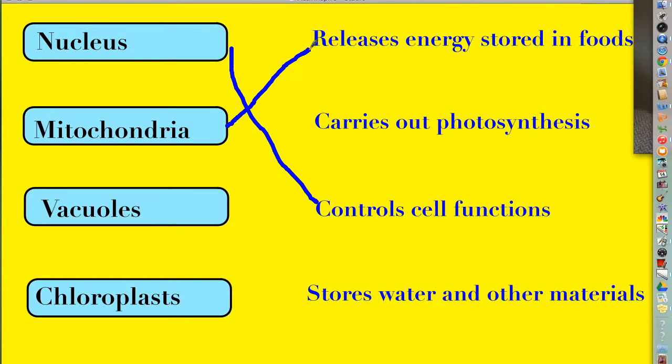Now, the last two structures are associated mostly with plant cells. Vacuoles are large storage containers that store water and nutrients and other materials for a cell. It's really essential for plant cells because a lot of a plant cell's shape is dictated by the amount of water that's in its vacuoles.